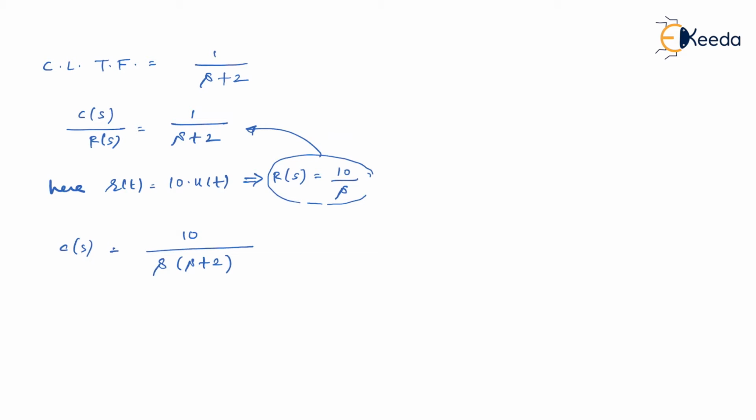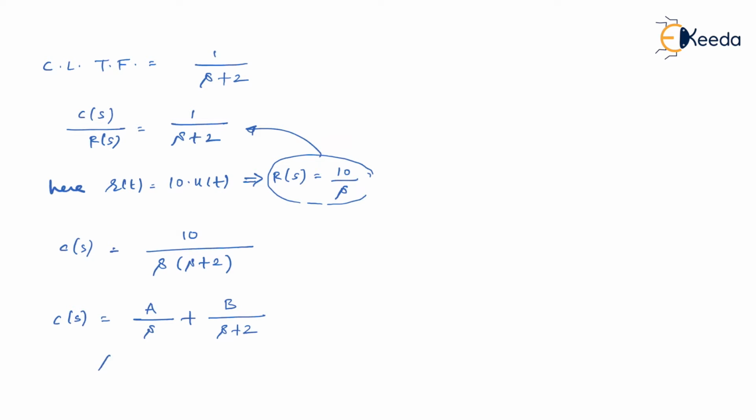But since the given C of s is not in a proper format where I can go on inverse Laplacing, what I can do is take a partial fraction and make it in appropriate form. So I can now write C of s is equal to a upon s plus b upon s plus 2. I'm sure you know how to do a partial fraction, so I'm not going to teach you how. Let me give you direct values.